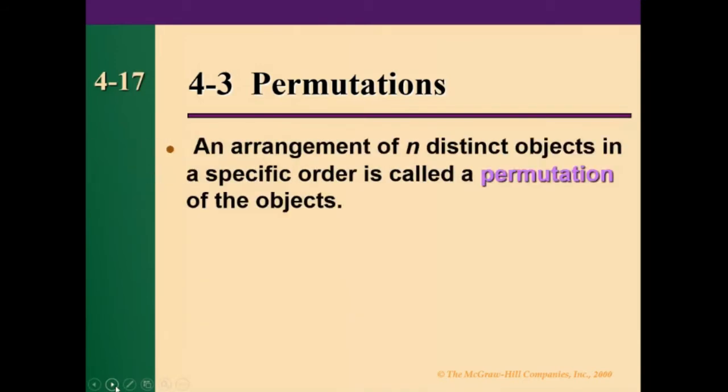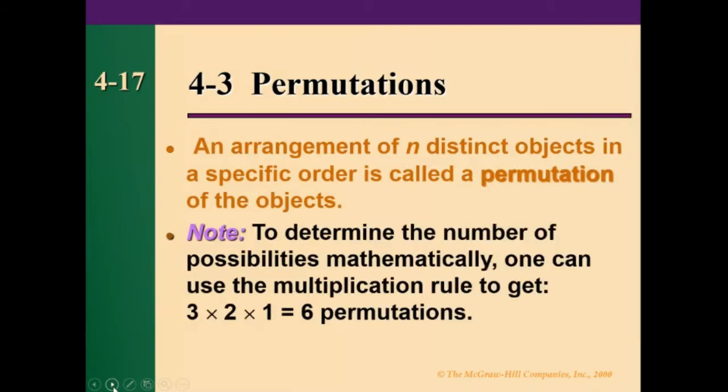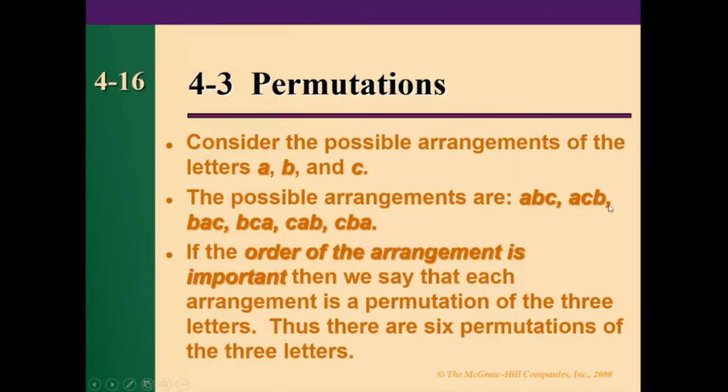An arrangement of n distinct objects in a specific order is called a permutation of the objects. To determine the number of possibilities mathematically, one can use the multiplication rule. Di ba ano yun? 3 letters. So, 3 times 2 times 1 equals 6. So, 6 permutations. Kasi kung mapansin nyo, walang repetition of letters. Di ba? ABC lang yung involved.